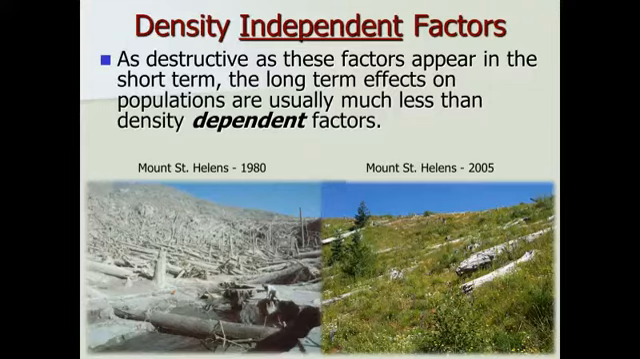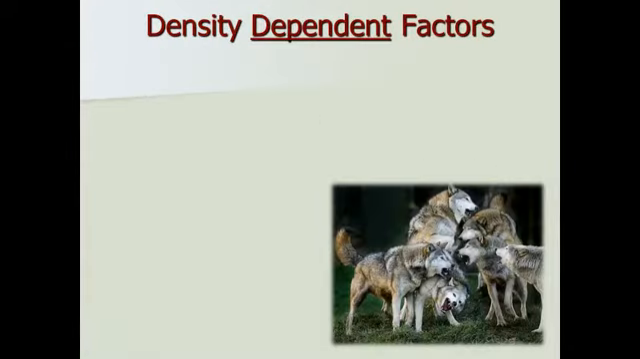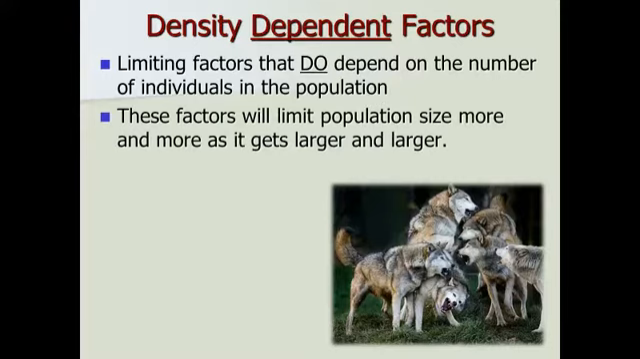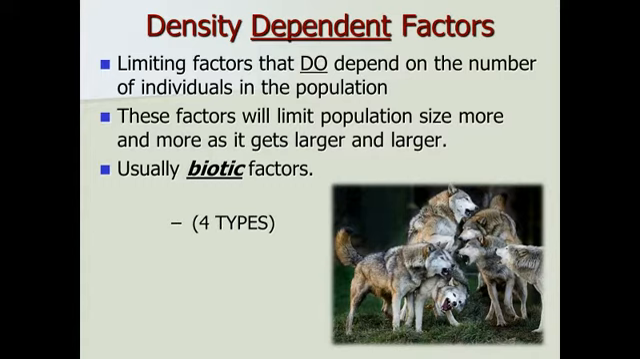So what are these density dependent factors that are able to have such an impact on population growth? Well, they are the things that do depend on the number of individuals in the population. That is to say that they are dependent on population density. Another way to think about these is that they don't have much of an effect on a small population, but as the population gets larger and larger, they limit the population more and more. So they're going to have very little effect on a small population, but a huge effect on a large population. These are usually biotic factors, and we'll see that there are 4 different types, and we'll talk about each of them.